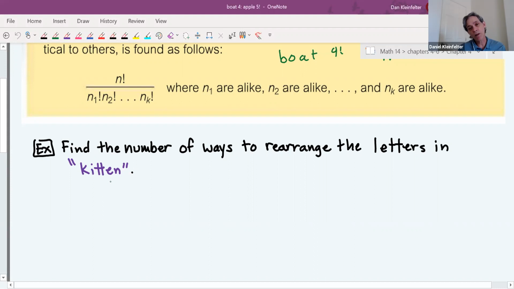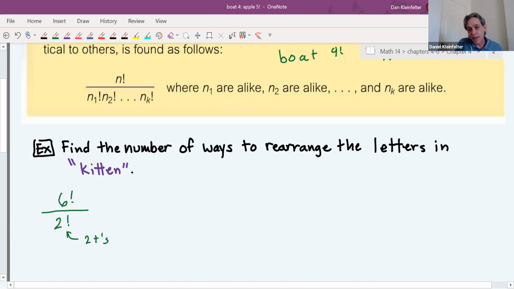Let's say that we've got the word kitten, which is a 6-letter word, and we want to figure out the number of ways to rearrange those letters. So it's 6 factorial on top, because there's 6 letters in kitten. And then down below, the ones that repeat are the T's, and there are 2 of them. So we will have 2 factorial to account for the 2 T's.